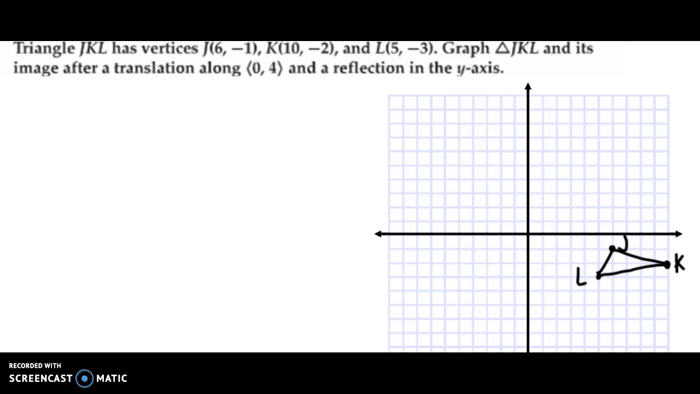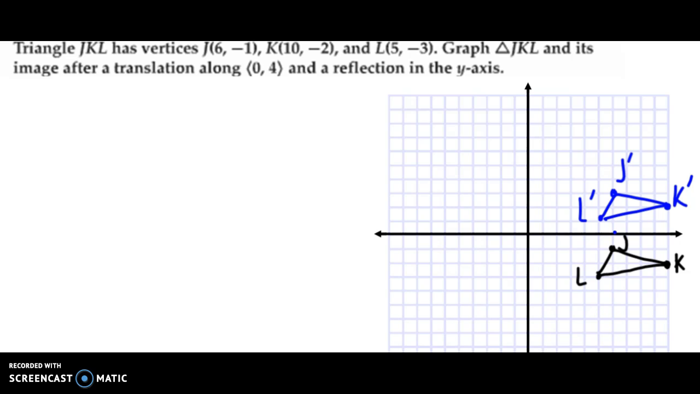Now it says to translate it along 0, 4. So 0 means I move left to right 0 and up 4. So I count from each one. So 1, 2, 3, 4. So here's J prime. I count up 1, 2, 3, 4. Here's K prime. And then I count up 1, 2, 3, 4. Here's L prime. Okay? So that is my first part of my transformation is I've slid it up 4.